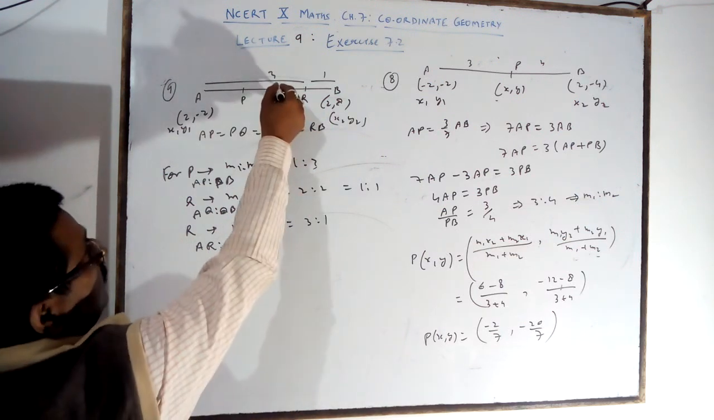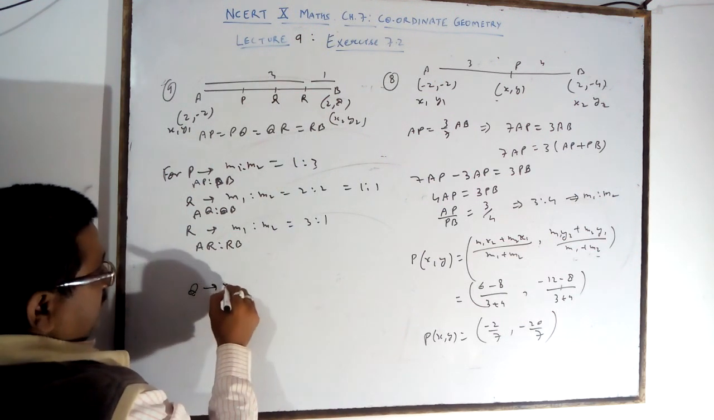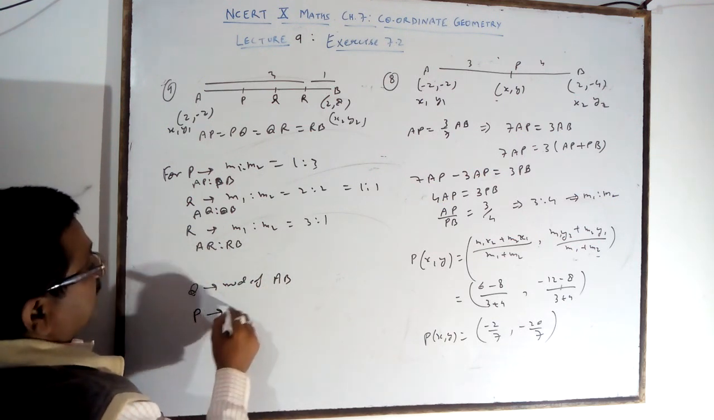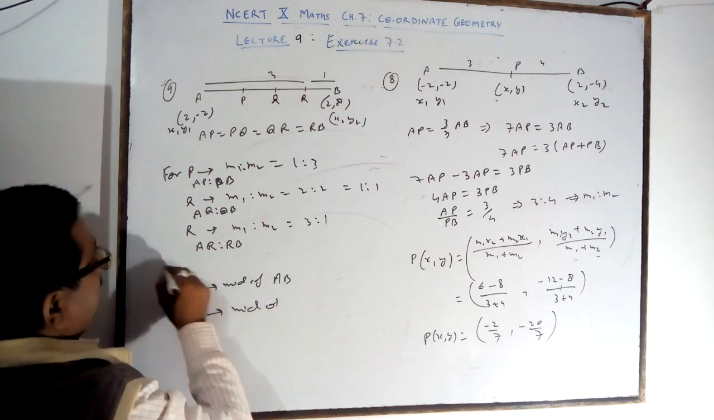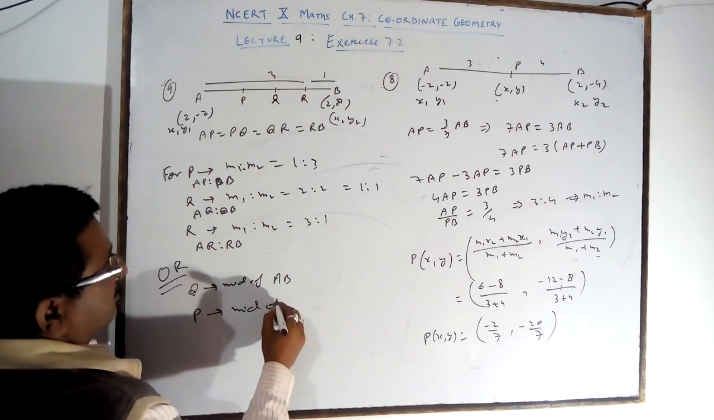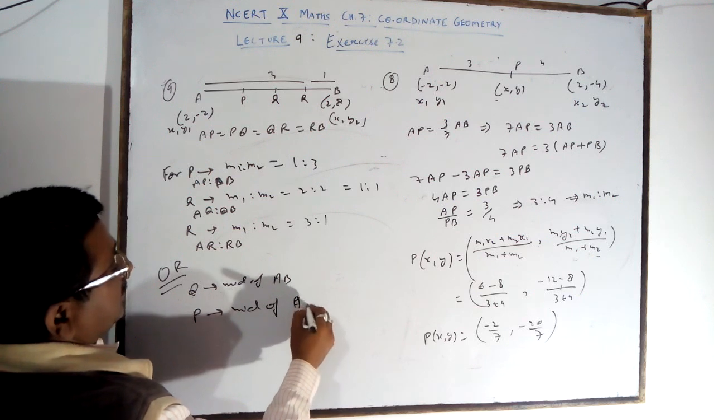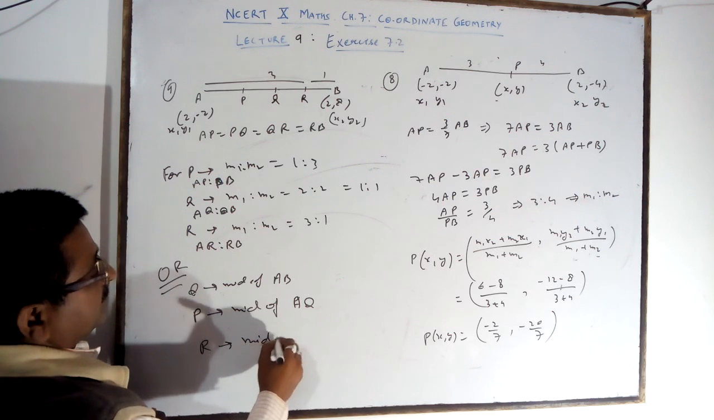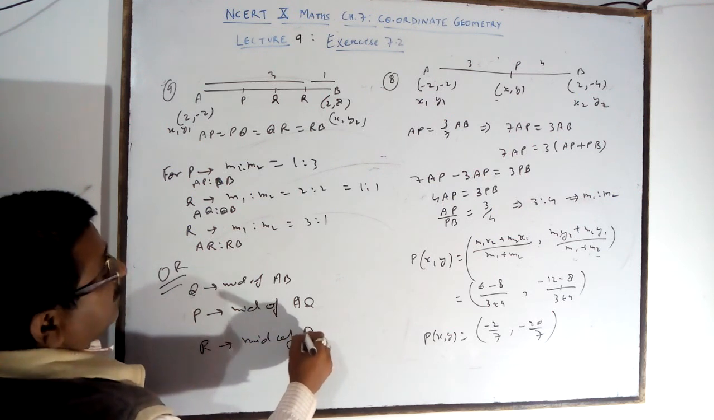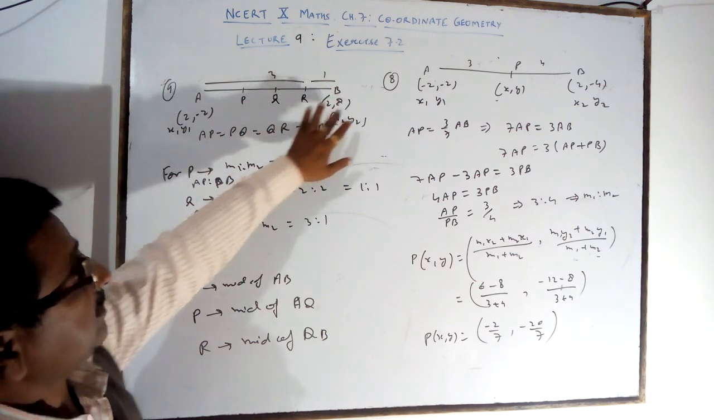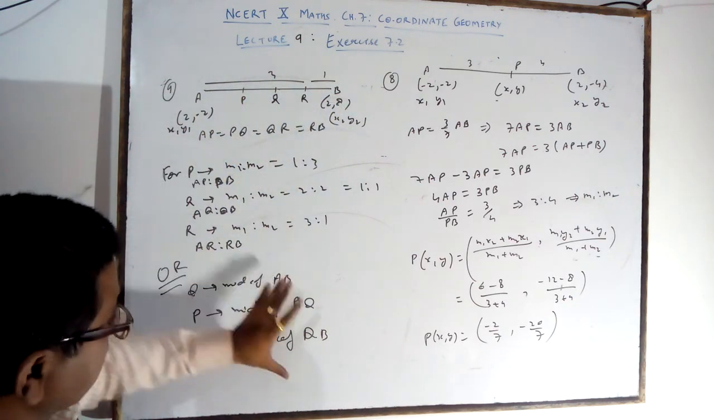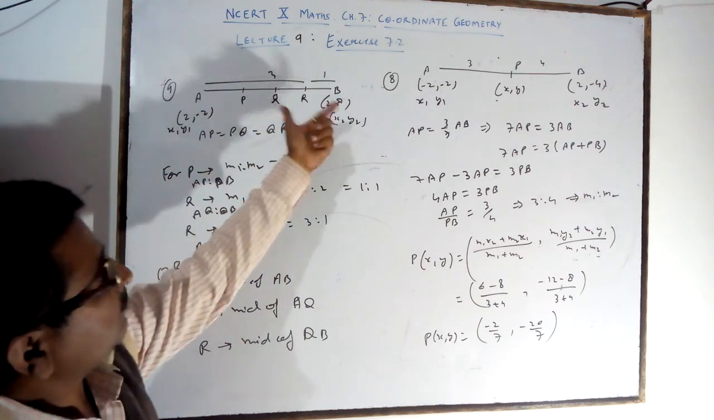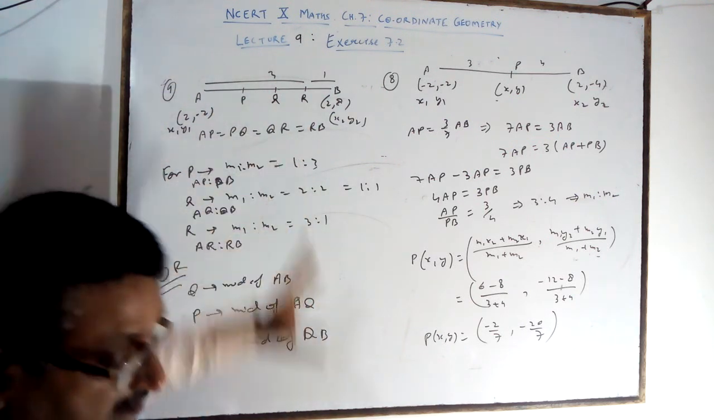Another method: find the midpoint first. Q is the midpoint of AB. P is the midpoint of AQ, and R is the midpoint of QB. You can apply this also: first the midpoint formula for Q, then the midpoint between A and Q, then the midpoint between Q and B. Any one method you can adopt.